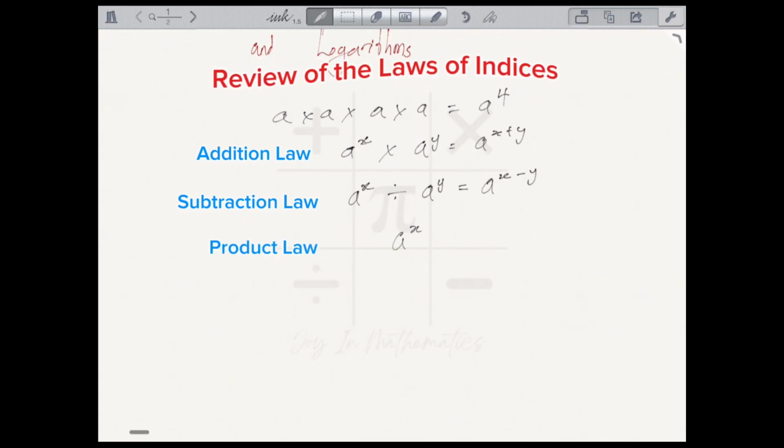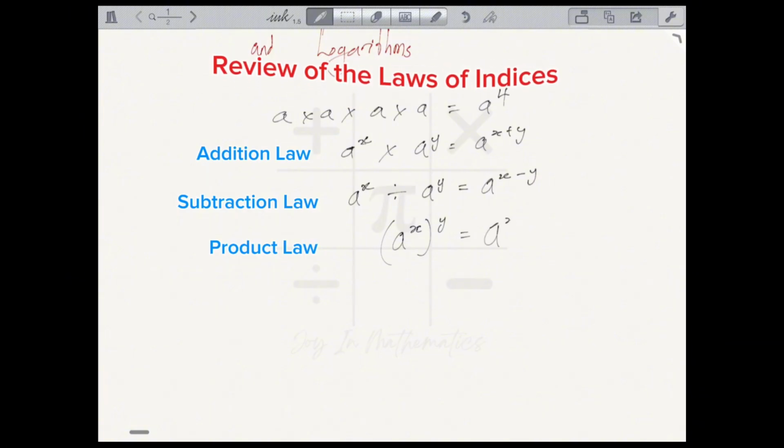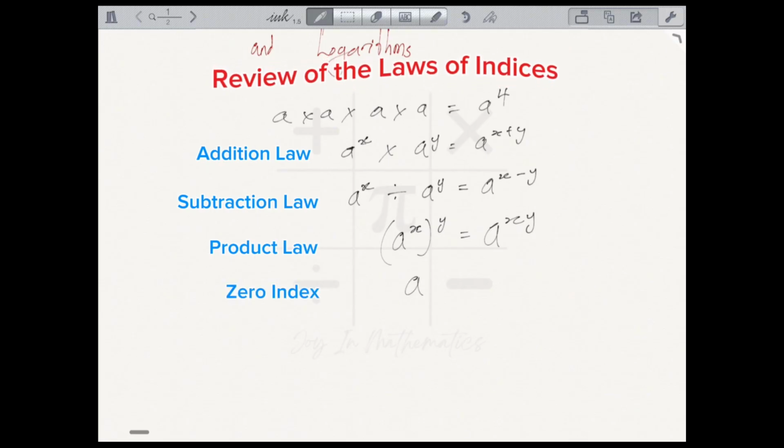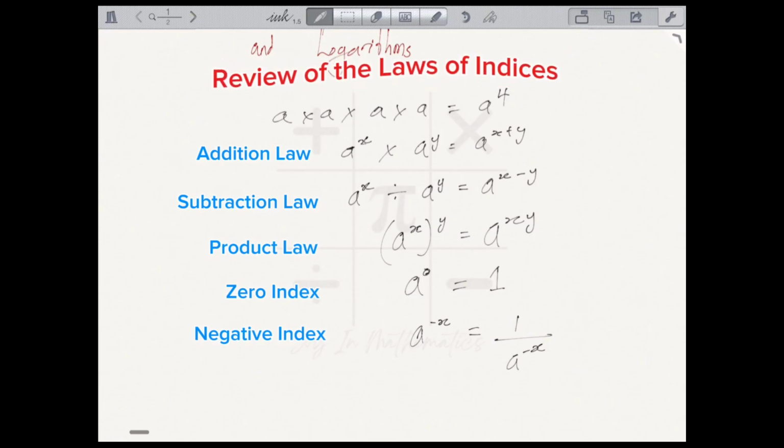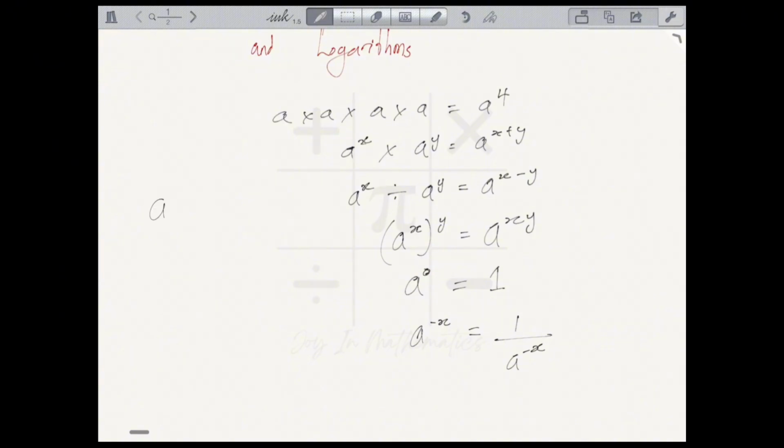We also have the product law, a raised to the power of x all raised to the power of y is equal to a raised to the power of xy. And we understand that the zero index of indices is a raised to the power of 0 is equal to 1, and the negative index of a raised to the power minus x is equal to 1 divided by a raised to the power of x. Now, if we take a look at a raised to the power of 4, or let's say a raised to the power of x, we know that our a signifies the base, and the x signifies the index or the power.